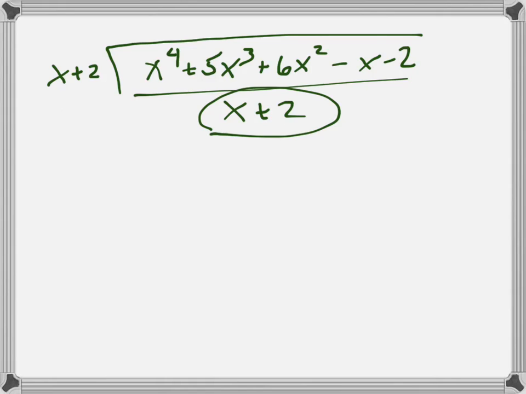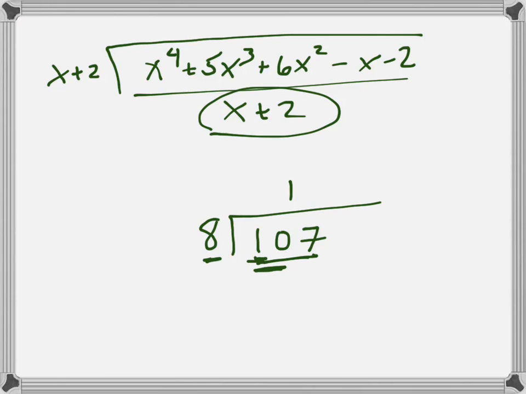What I like to do when we're doing long division is show you an example first. So let's think back to regular long division. 107. How do I long divide 107 by 8? I say, can 8 go into 1? No. Can it go into 10? Yes. How many times? 1. And I multiply these together, and I put that there, right? And then I do what with it? Subtract.